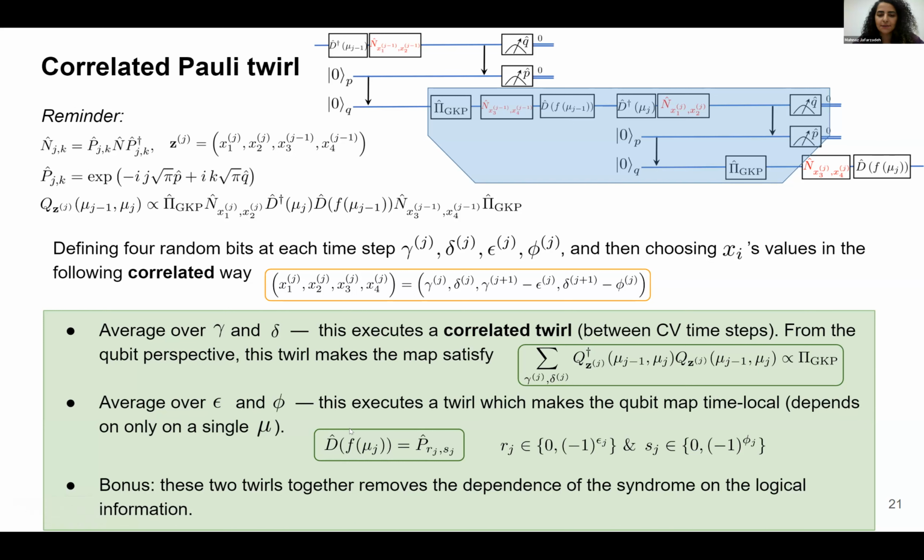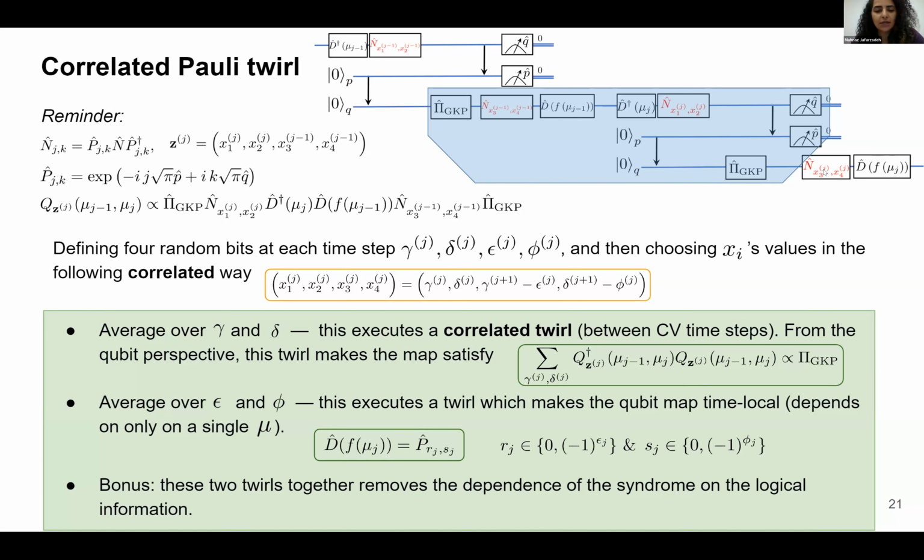What this average does is that it performs a twirl, which lets us make the qubit maps time local, meaning they depend only on a single mu. And how do we do that? We want to move this logical correction, or GKP shift operator, to the left and include that in this blue box so that our qubit map will depend only on mu's from one time step. And we want to do a similar thing here. If we move this one to the left, then we can include that as a part of the previous qubit map. But the problem is that it has to commute with an N operator.